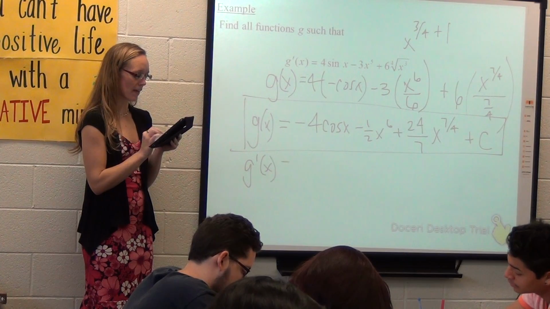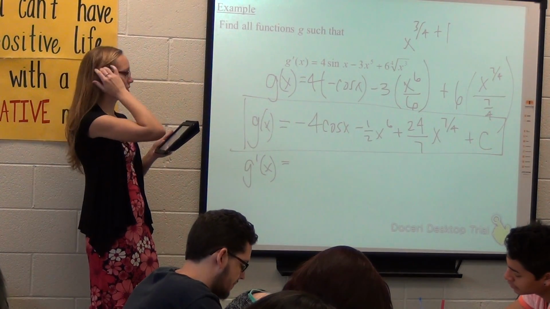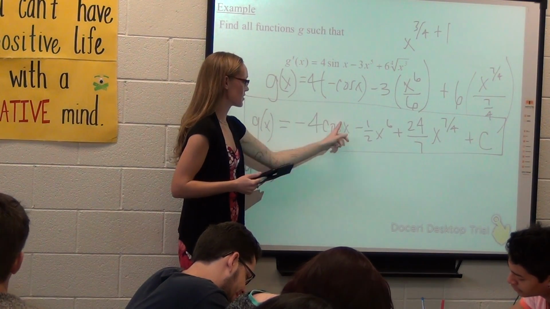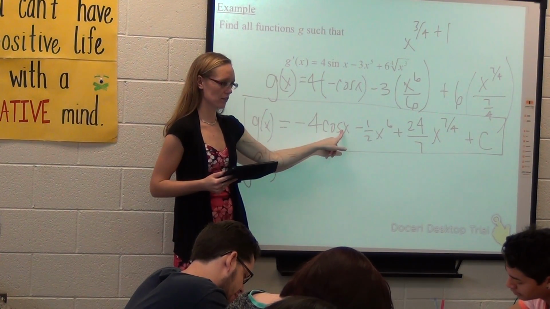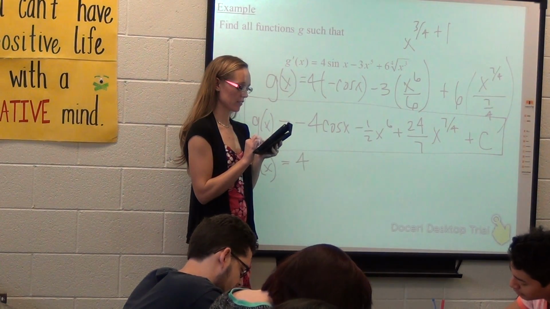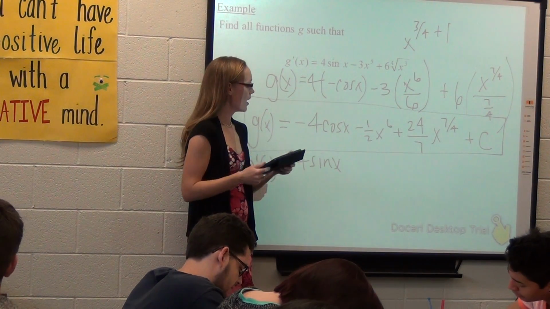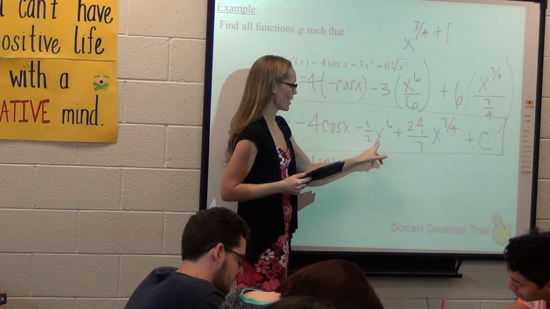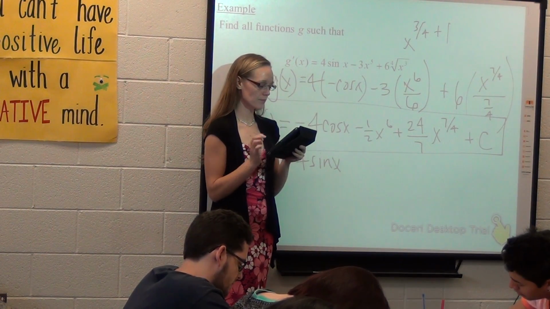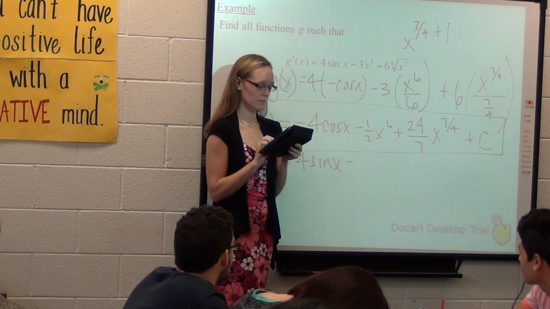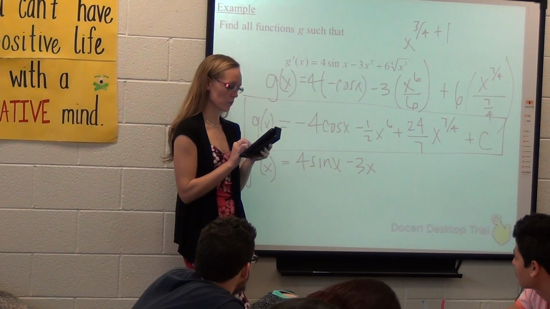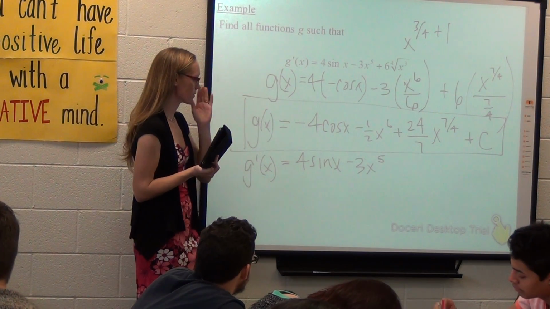So I'm going to check this by deriving, and we've had lots of practice with deriving, so we can do this. So I'm going to derive negative 4 cosine of x. What's the derivative of negative 4 cosine of x? Yes, because the derivative of cosine is negative, and so those negatives cancel out. I'm going to find the derivative of 1/2 x to the 6th. So how do I derive this? I bring the 6 down. 6 times 1/2 is 3. Subtract 1. I get x to the 5th.